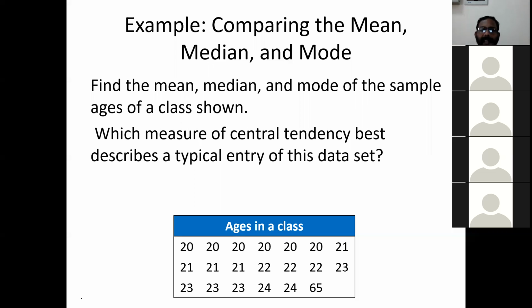All the others are ages in a class, like students studying in a particular class at a university. Their ages have been given. Suddenly 65 has come. That is an outlier. In this case, my question is, we can measure mean, median, and mode. Which is best for this data? Is the mean good?